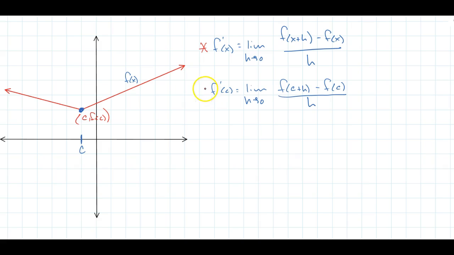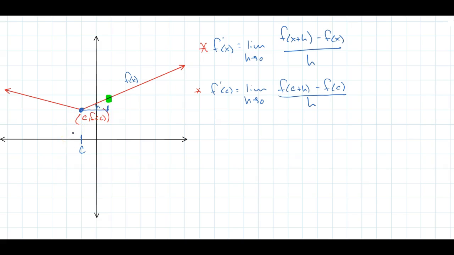We're going to find out what happens to the slope at that point C. So I replaced x in my difference quotient with C. My derivative at C is the limit as h approaches 0 of f of C plus h minus f of C, divided by h. If I pick any point on this graph, I can go h units to the side, find its new x value and its new y value, and find the slope between those 2 points.